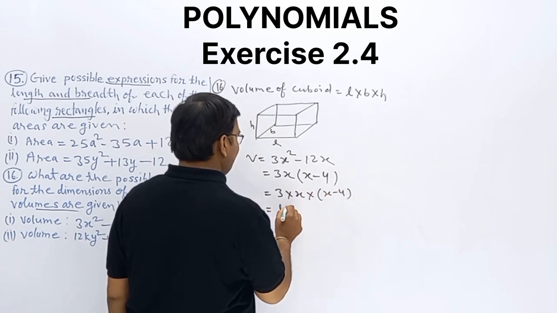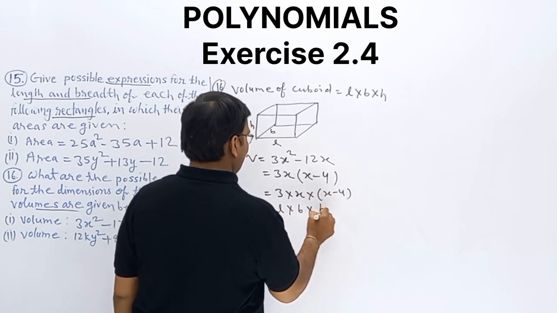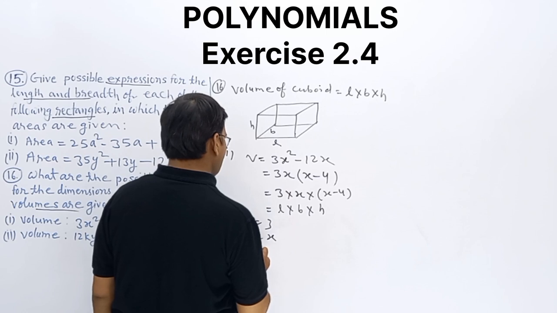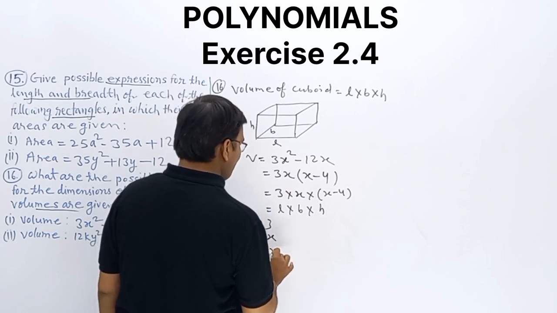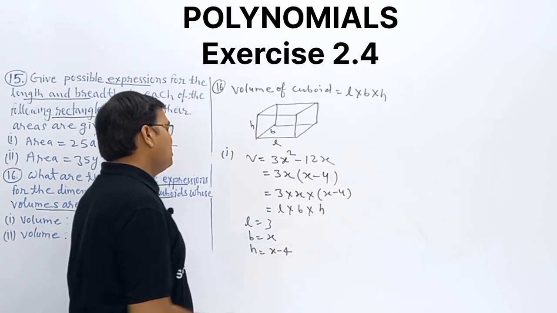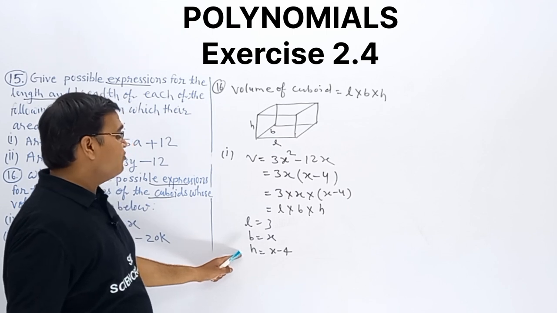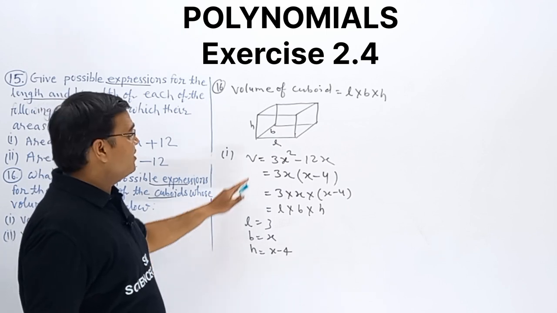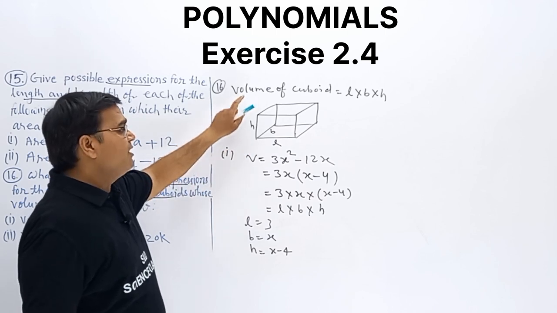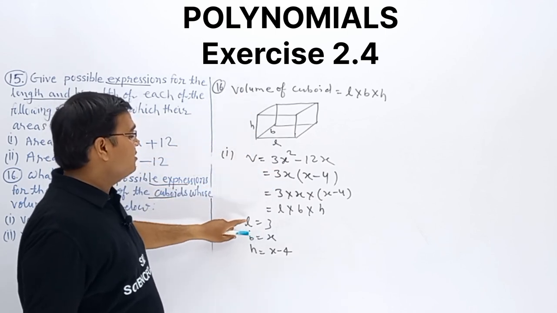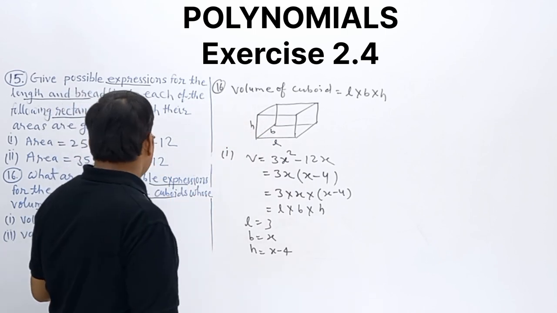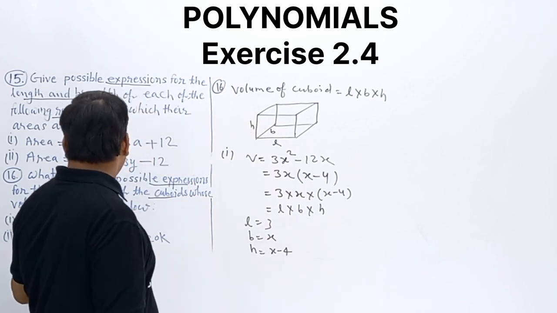So we can say length into breadth into height. Length equal to 3 units, breadth equal to x units, and height will be x minus 4 units. So these are the length, breadth and height of the cuboid. Clear? Once we have the volume, we will solve, then we will write length, breadth and height of the cuboid. So simple question, this one. Now next one is what?